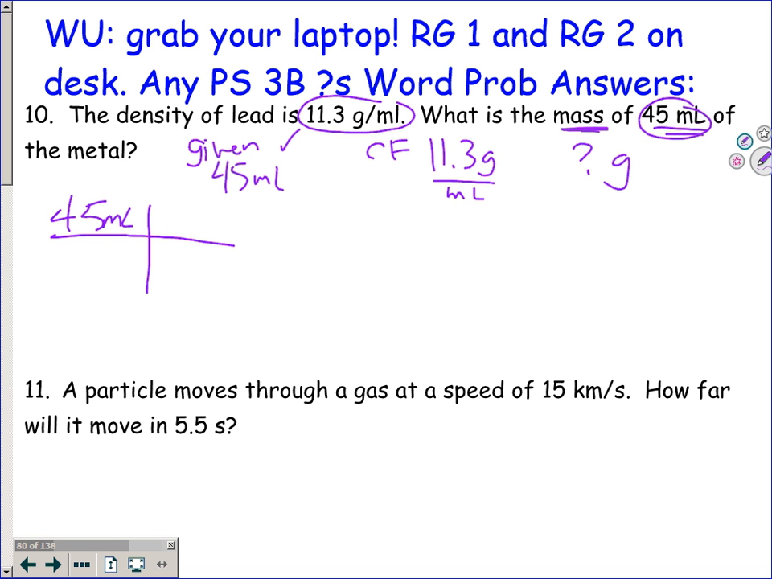What goes on the bottom? What do you want to cancel? So the milliliters needs to go on the bottom, right? Yeah. Okay, and that has a 1 with it, so put a 1. What goes on top?